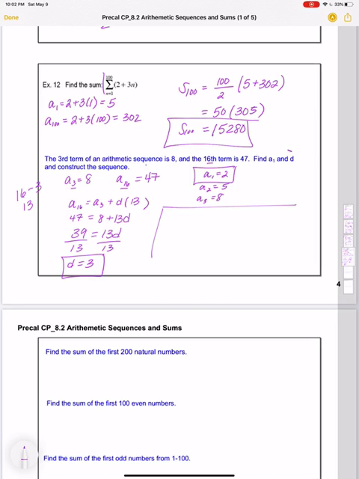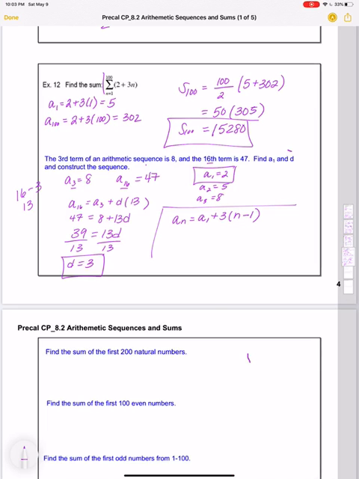I think what they mean is write the formula. So it will be... Oh, like this is what we did last time. Okay, so how do we find something? A sub n equals a sub 1 plus 3 times n minus 1.